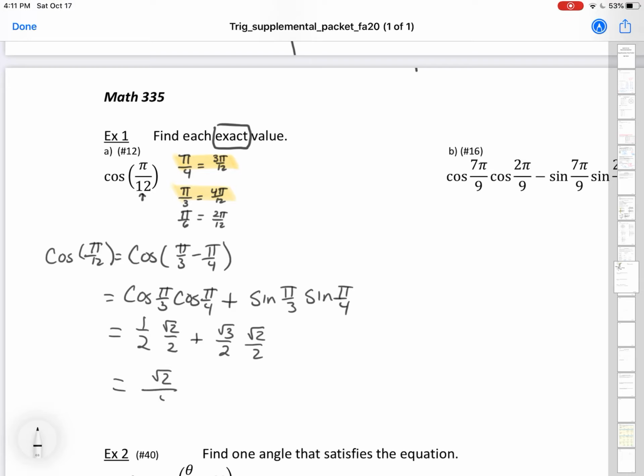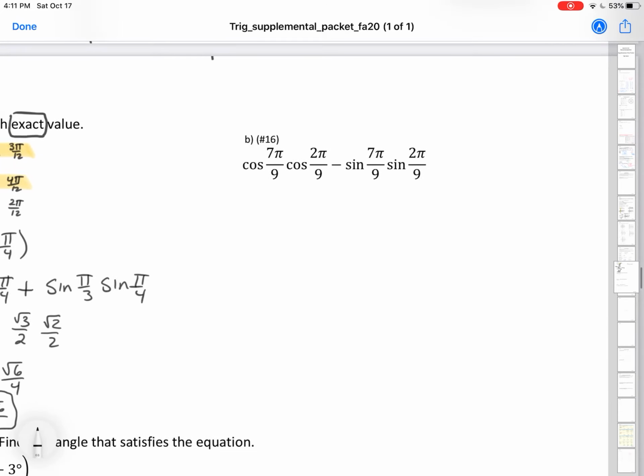Root 2 over 4 plus root 6 over 4. They'll put it as one solid fraction as root 2 plus root 6, all divided by 4. Okay, done. That would be reflected in the back of the book: root 2 plus root 6, all divided by 4. And so you'll get reinforcement of that. They'll have us look the other way.